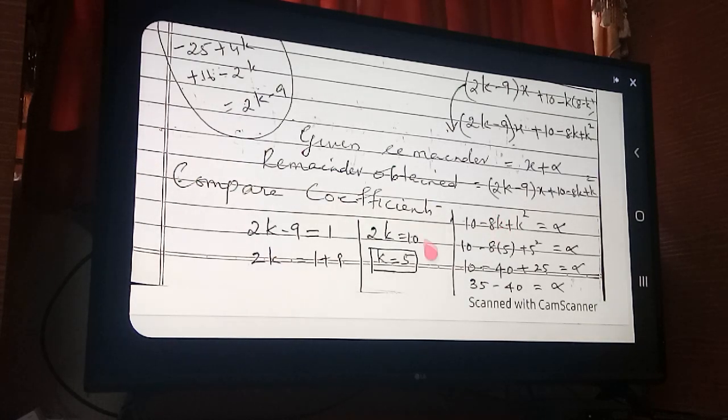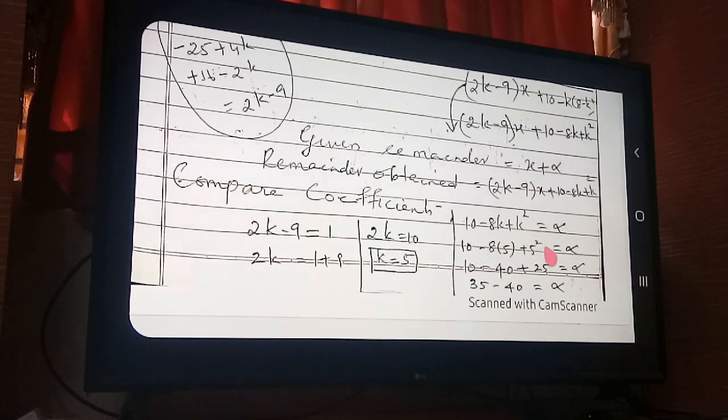So, the value of k throughout the polynomial, wherever we are writing, is the same. So, k is equal to how much? 5. So here, in the place of k, you apply 5. 10 minus 8 into 5 plus 5 square is equal to alpha. Wherever k is there, we applied the value k is equal to 5. So, 10 minus 40 plus 25 equal to alpha.